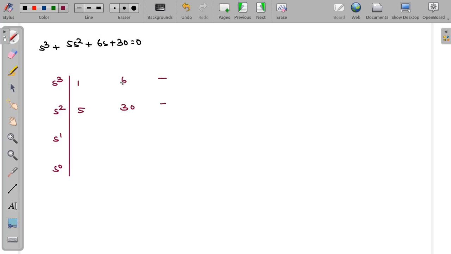Okay. So this is 6 5s are 30 and 30 minus 30 is 0. So all the entries of this third row will be 0 only. So you can see this is one of the special cases of route table when we have an entire row of 0, and this is known as row of 0 or ROZ, row of 0. Now row of 0 basically indicates that your poles are symmetrical about origin.